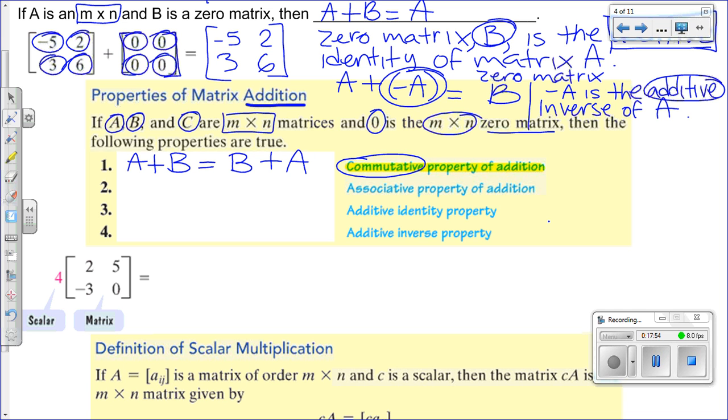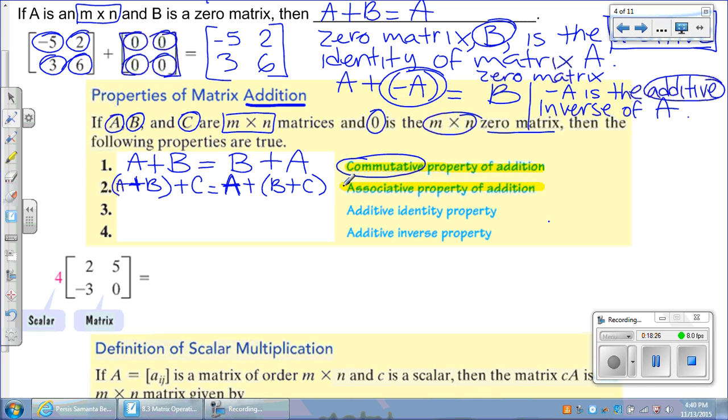Next question, associative property of addition. And so that, let's say we have matrix A plus matrix B, and they're both associated by this parentheses, they're together. And so we add those two, and then we add matrix C. So that will be the exact same thing as adding matrix B plus C, and then adding matrix A to it. So that will be the associative property of addition.